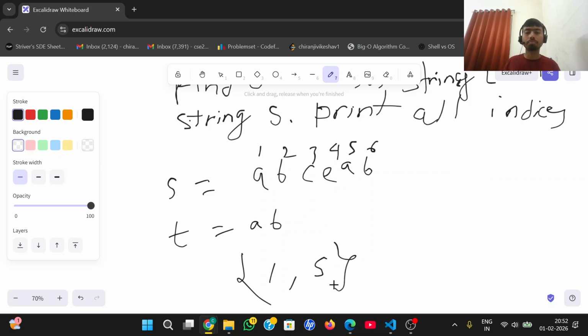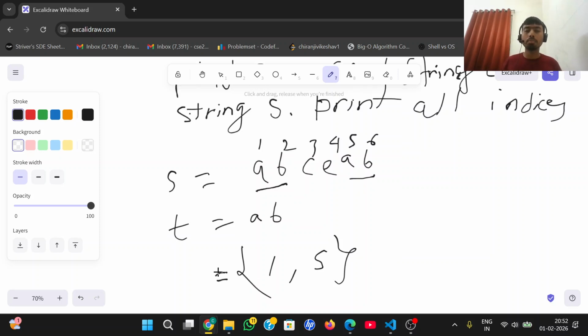Okay, why 1 and 5? Because you see here one substring exists which is the same as the string t, and the initial index is 1, and here also you can see substring AB which is equal to t, and here the initial index is 5. That is the final answer. So how can you solve this problem?